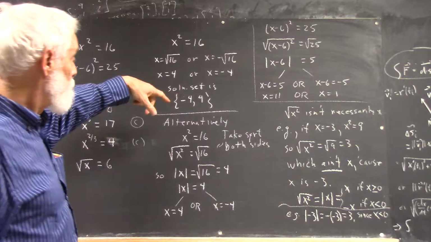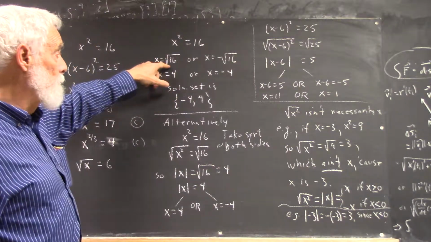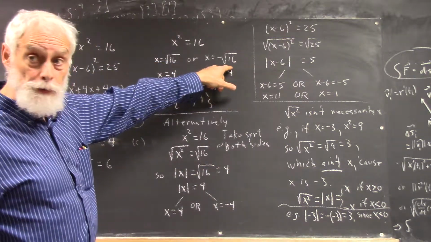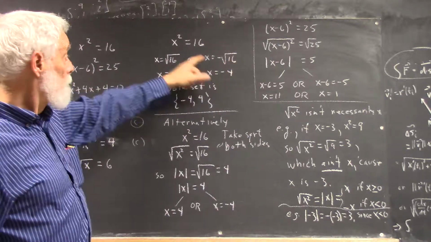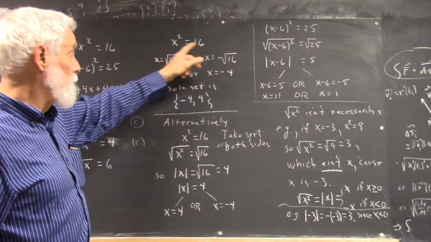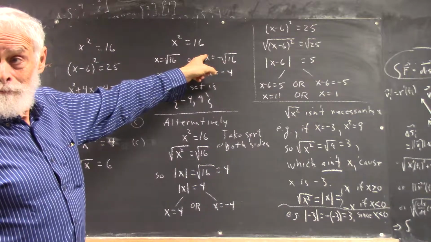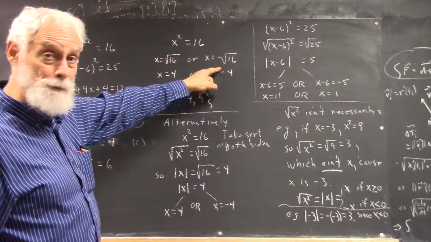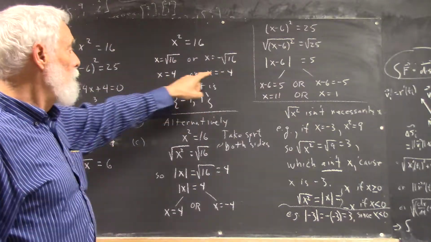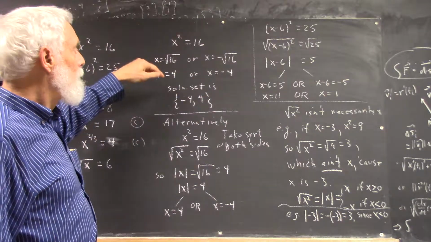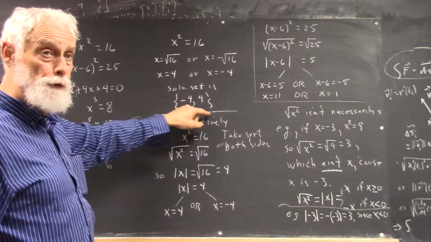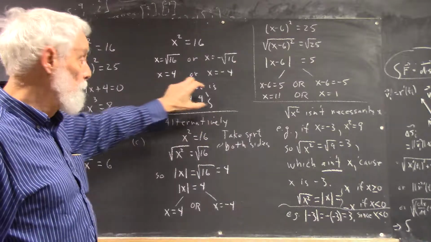Well, one way you can solve this is say, well, x has to be the square root of 16 or the negative square root of 16. Because, of course, when you square a negative square root of 16, you're still going to get 16. So by common sense, x is 4 or x is negative 4. Your solution set, therefore, is the set negative 4, 4 with the braces.